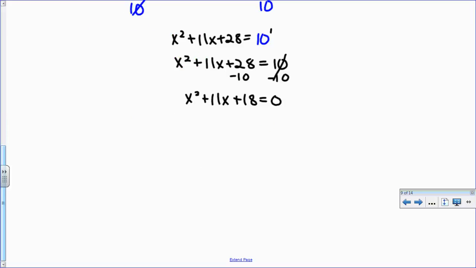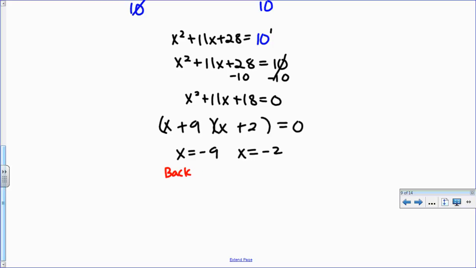This one does factor. Multiplies to be 18, adds to be 11. Okay, so positive 9 and positive 2. So I have two solutions for x. We need to go back to find the solutions for y. So back substitute. So we'll start with x equals negative 9.